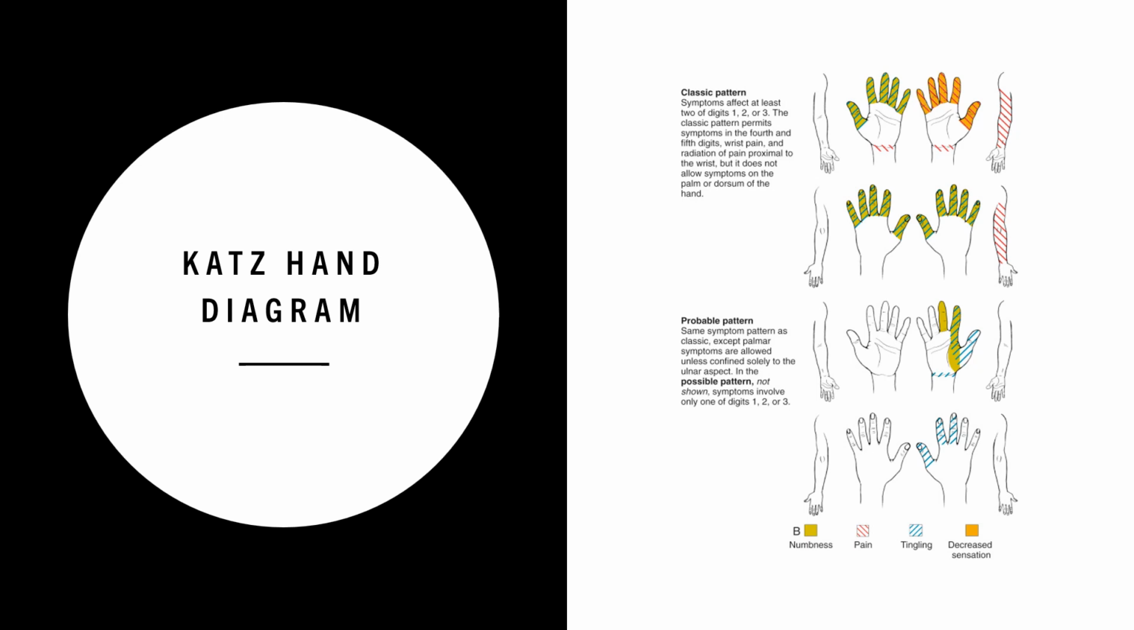The probable pattern is the same symptoms of pain, numbness, tingling, and burning, but instead, palmar symptoms are allowed unless confined to the ulnar side. And then the possible pattern would involve symptoms with only one digit, so either the thumb, index finger, or long finger, and it may involve the dorsum of the hand. And then the unlikely pattern would be if there are no symptoms affecting the three digits.